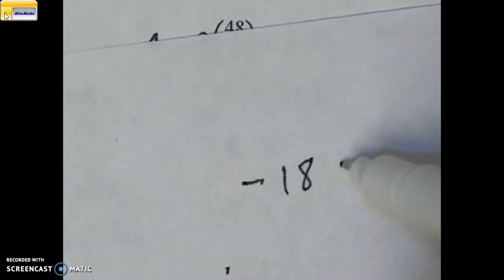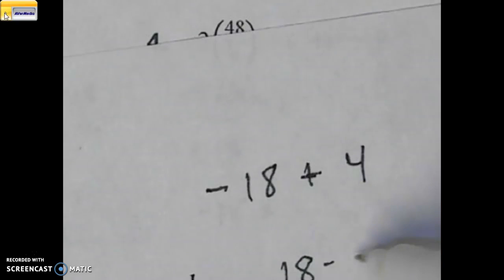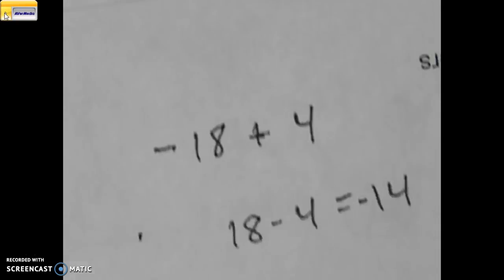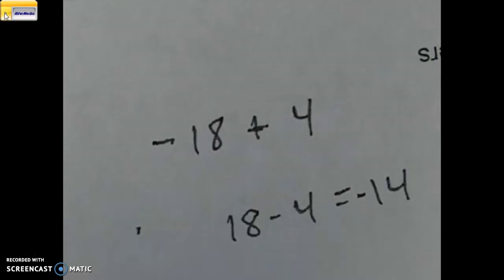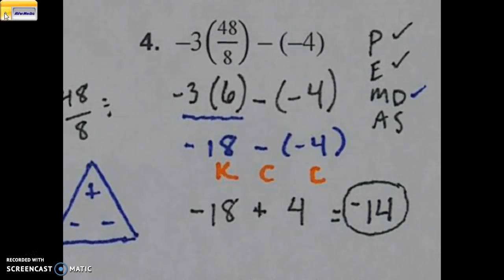If I have a negative 18 plus 4, if we're doing an addition problem and the signs are different, we can subtract, and we keep the sign from the larger overall number. The larger overall number between 18 and 4 is 18, so that sign in front of it is negative, so it'd be negative 14. Okay? Alright, so again, our answer there is negative 14.